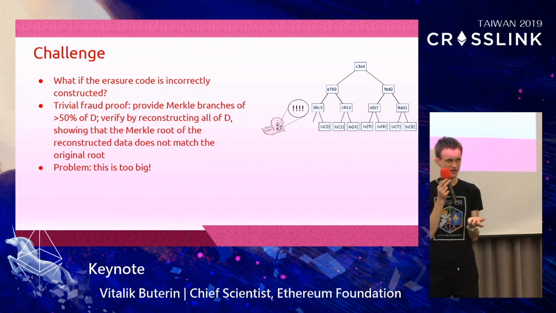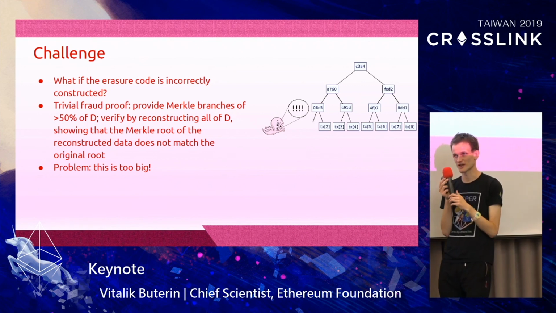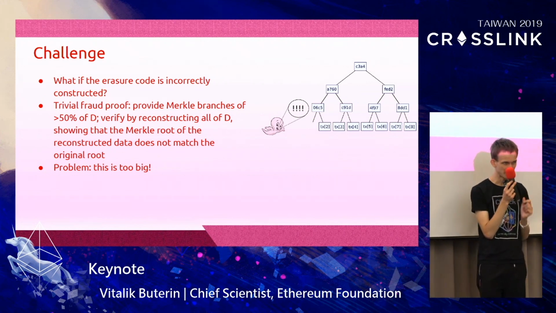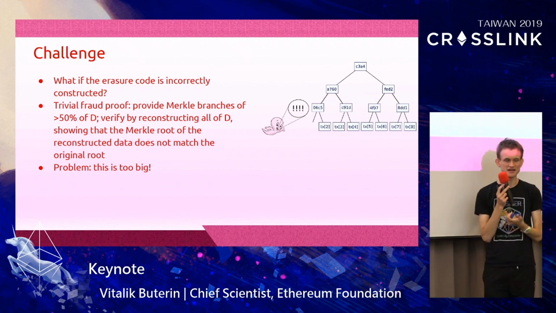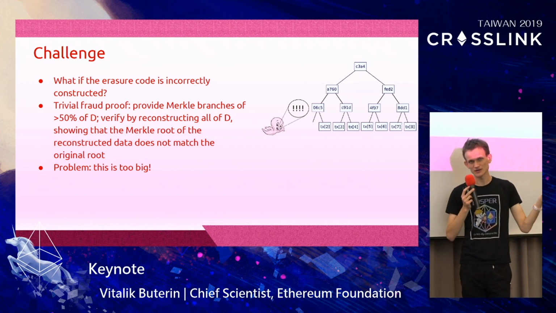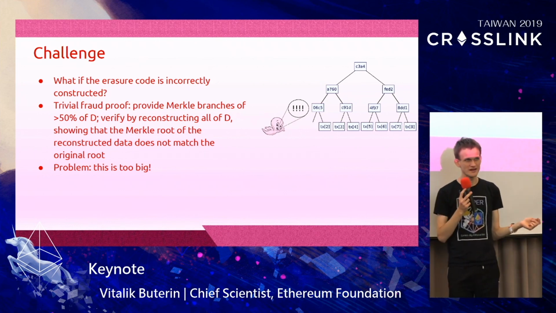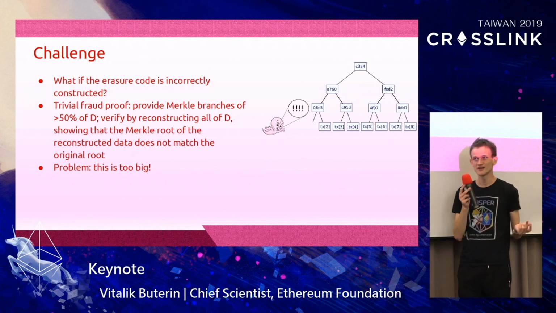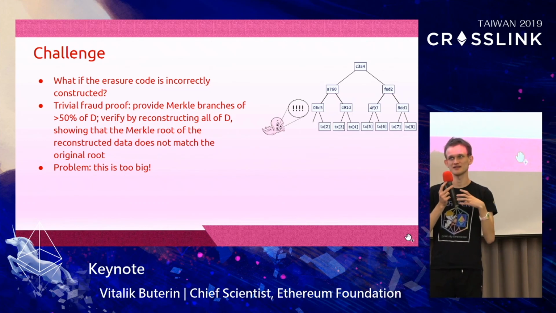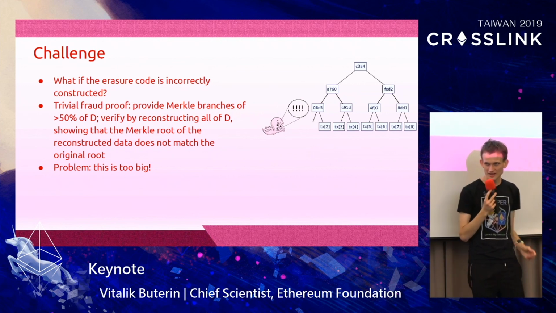Now, the good news is that there is a fraud proof for this, right? So if someone creates a block where the erasure code is not constructed correctly, then the fraud proof is pretty trivial. If more than 50% of the data actually is available, then you can just locally reconstruct the rest of the data, and you can locally figure out what the Merkle root should be. And if the Merkle root that should be is different from the Merkle root that is, then you can see that the block is fraudulent, and you can just broadcast the entire block as a proof that the entire block is bad. So this is kind of trivial, right?